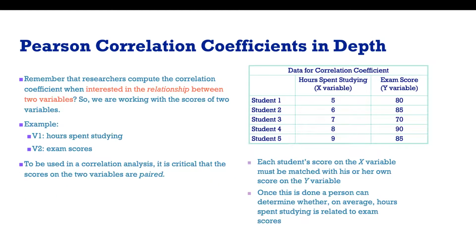So it's very important that this is talking about the relationship or the association between two variables. An example might be hours spent studying and exam scores, and we can use the correlation to examine if these are related. Each student has a value on X, hours studying, and each student has a value on Y, exam score, and they are matched. Once this is done, a person can then determine on average how many hours are spent studying relative to exam scores.